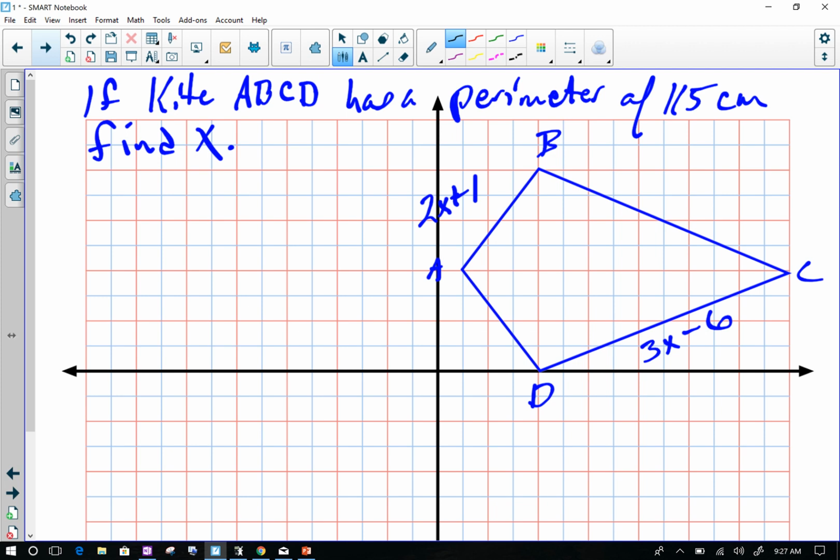Here's a problem that uses the idea that you have 2 sets of adjacent congruent sides. We can see here that AB has an algebraic expression that represents the value, 2x plus 1. That is going to be the same as AD, so we had 2x plus 1 there. DC has an algebraic expression of 3x minus 6, so BC will also have an algebraic expression of 3x minus 6.